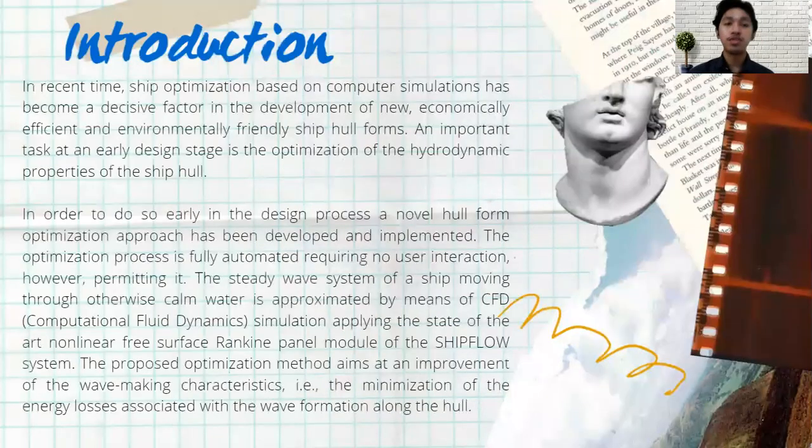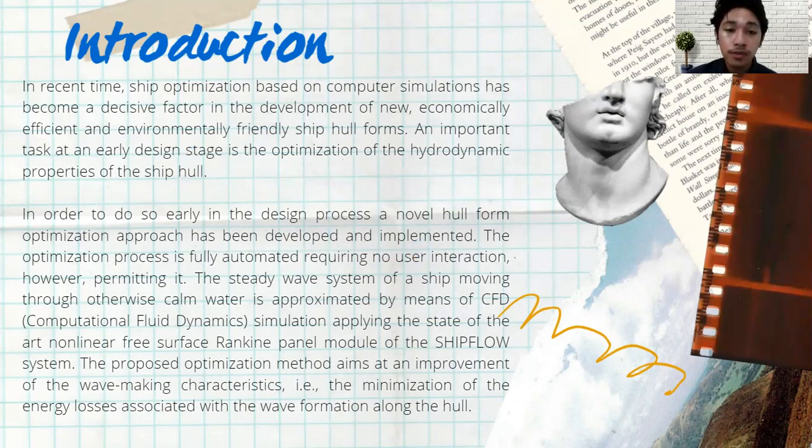So let's begin with the introduction. In recent times, ship optimization based on computer simulation has become a decisive factor in the development of new, economically efficient and environmentally friendly ship hull forms. An important task at an early design stage is the optimization of the hydrodynamic properties of the ship hull. In order to do so, early in the design process, a novel hull form optimization approach has been developed and implemented. The optimization process is fully automated, requiring no user interaction, however, permitting it.